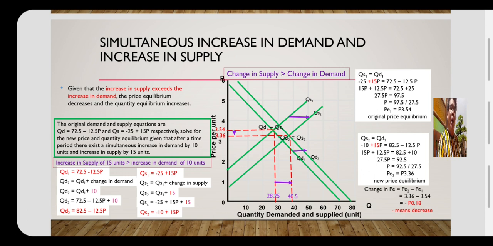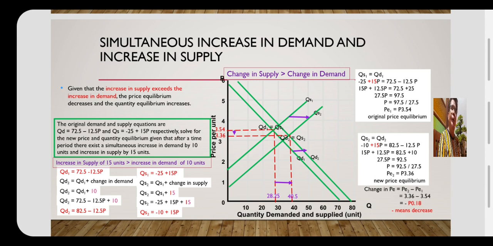So we can also solve for the new price equilibrium by equating the new supply equation to the new demand equation. Our new supply equation is given by negative 10 plus 15P, while our new demand equation is given by 82.5 minus 12.5P. So equating the two equations, we now have 15P plus 12.5P equals 82.5 plus 10.